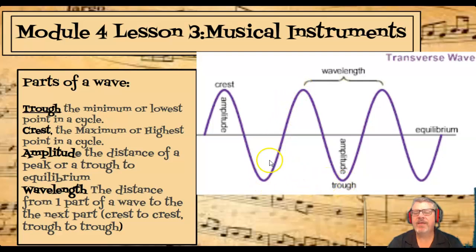That's a wavelength. I could go from right where it crosses the equilibrium after a crest to right where it crosses the equilibrium after a crest, or right before a crest when it crosses the equilibrium to before. And it doesn't matter, the wavelength from crest to crest or trough to trough or rest to rest, all should be the same distance.